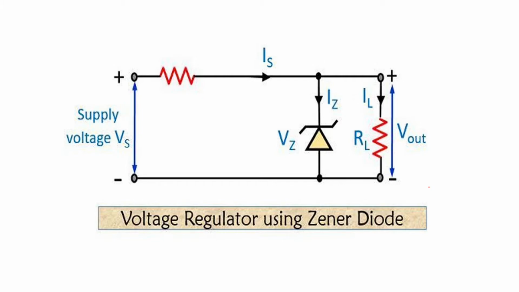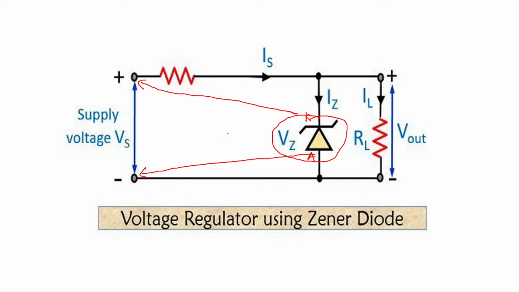Now we know the basic condition to use a Zener diode as a voltage regulator is that it should be connected in reverse bias condition. If you draw your Zener diode like this, where is the anode? The anode is down and the cathode is on top. The cathode will be connected to the positive terminal of the battery. Here you can see the input positive is connected to the cathode and the input negative is connected to the anode.